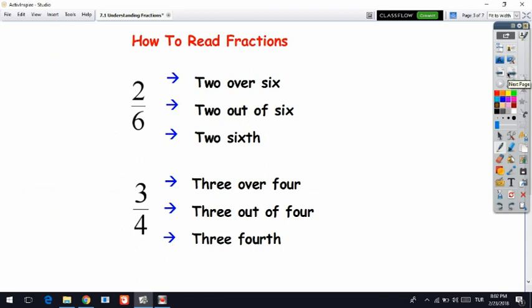That's it. Okay, now let's continue. So we have many ways of reading a fraction. First of all, we have numerator 2 and denominator 6. How can we read this fraction? We have 3 ways. First, 2 over 6.